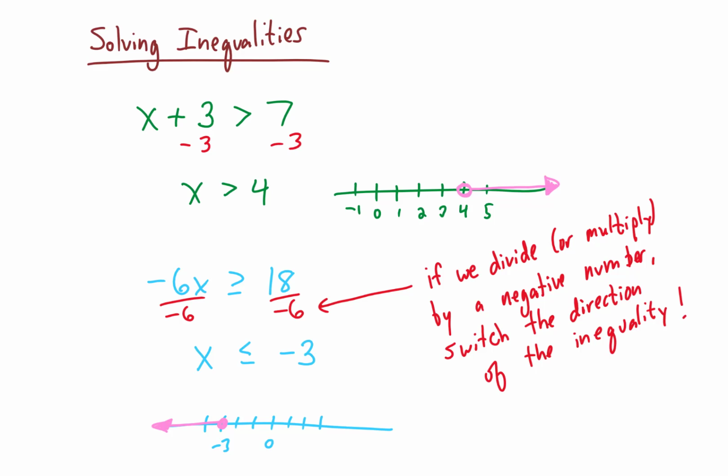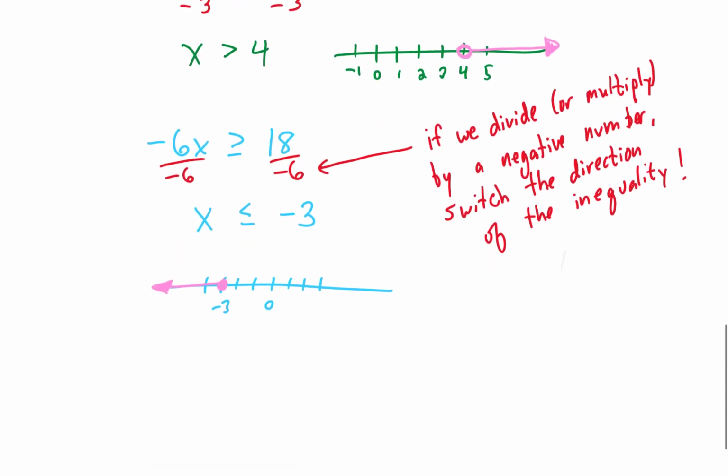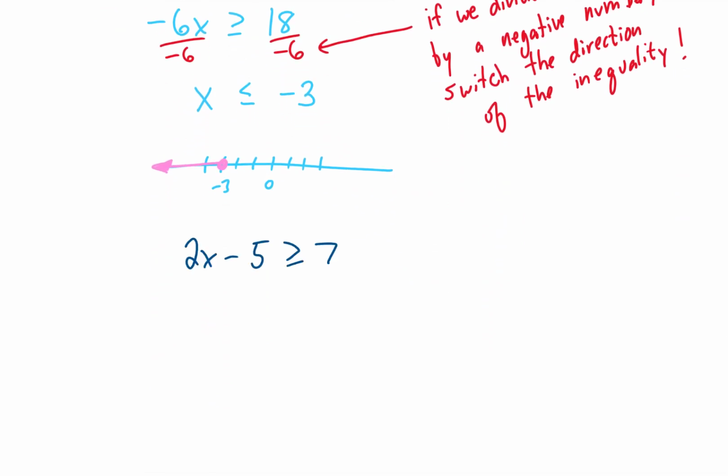Of course, solving linear inequalities can get as complex as solving linear equations. For example, if we had 2x minus 5 is greater than or equal to 7, we would need to do 2 steps. First, to start getting x by itself, we would need to add 5 to both sides. That would leave us with a 2x on the left after these two 5's cancel. On the right, we would end up with a 12. Then to get x by itself, we would need to divide both sides of the equation by 2, leaving us with x is greater than or equal to 6.